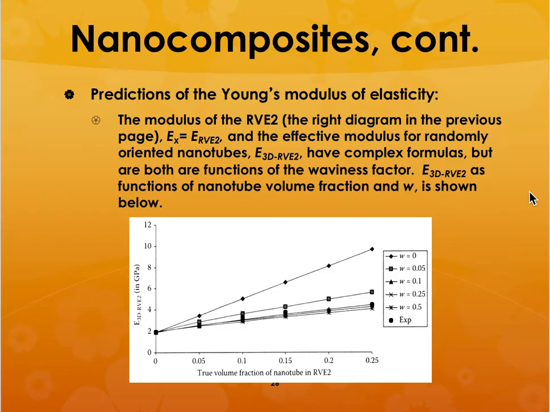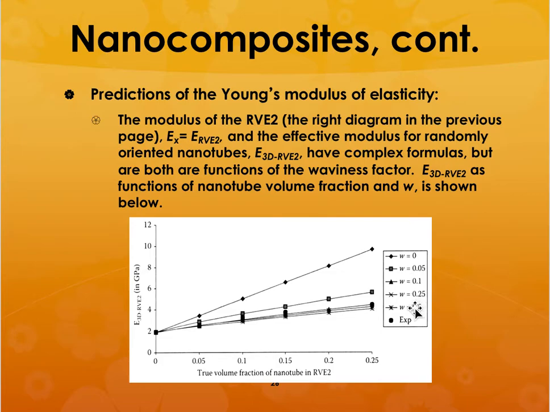So how do you predict the Young's modulus of elasticity? You can calculate the effective modulus for randomly oriented nanotubes. They have very complex formulas, but both are functions of the waviness factor. And if you know the waviness factor, then you can approximately calculate the different properties.